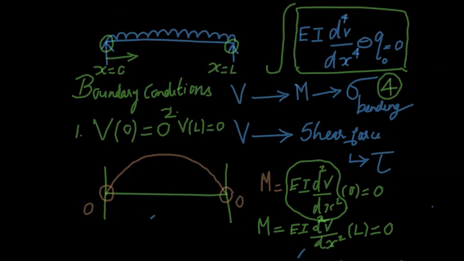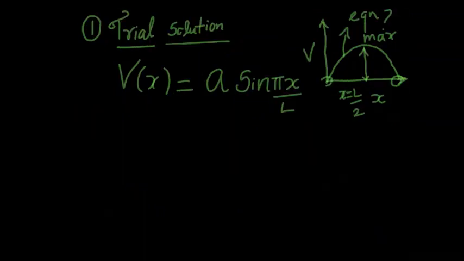So let us go back and watch our boundary conditions. Let us revisit our boundary conditions. The first boundary condition is the deflection at the left extreme end is going to be 0. This is the first boundary condition. Deflection at the left extreme end is going to be 0. And the deflection on the right extreme end is going to be 0. You see that if you put x is equal to 0, the value of deflection is 0.